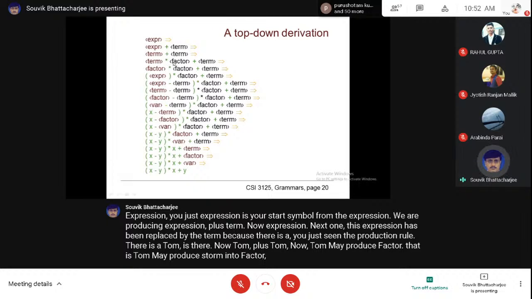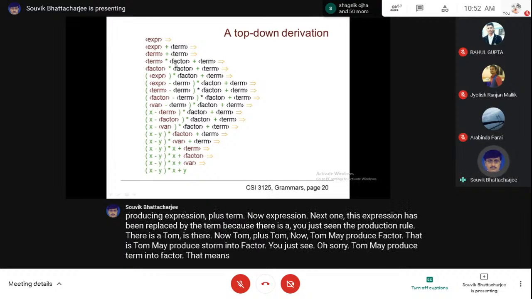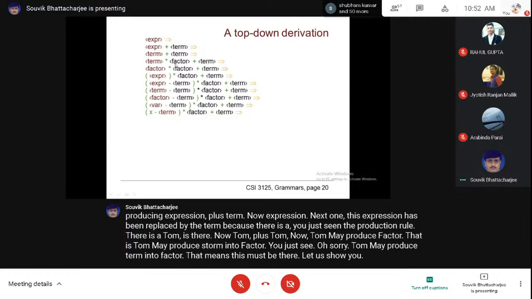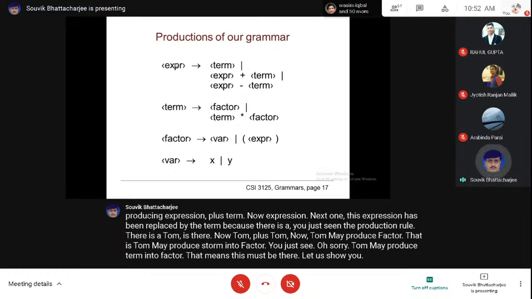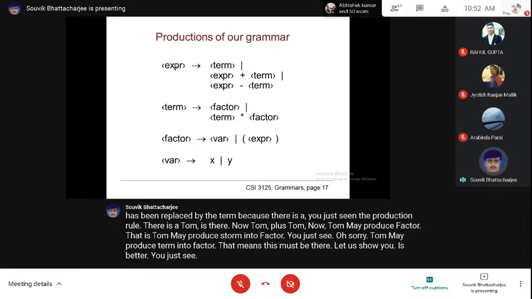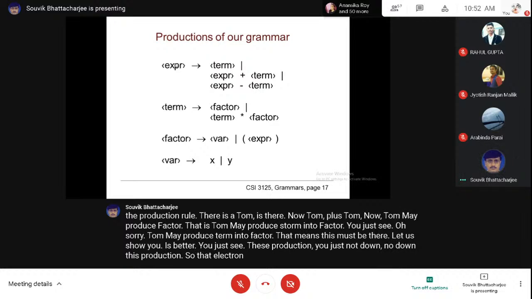You just see, oh sorry, term may produce term into factor. That means this must be there. Let us show you. It's better you just see this production, and note it down. Note down these productions so that later on you can understand these things.